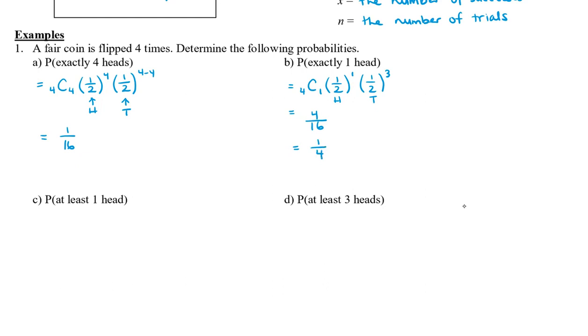Which makes sense because the head can appear 1 time. Either the first coin toss can be the head, or the second one, or the third, or the fourth. So 1 out of the 4 times we can have a head.